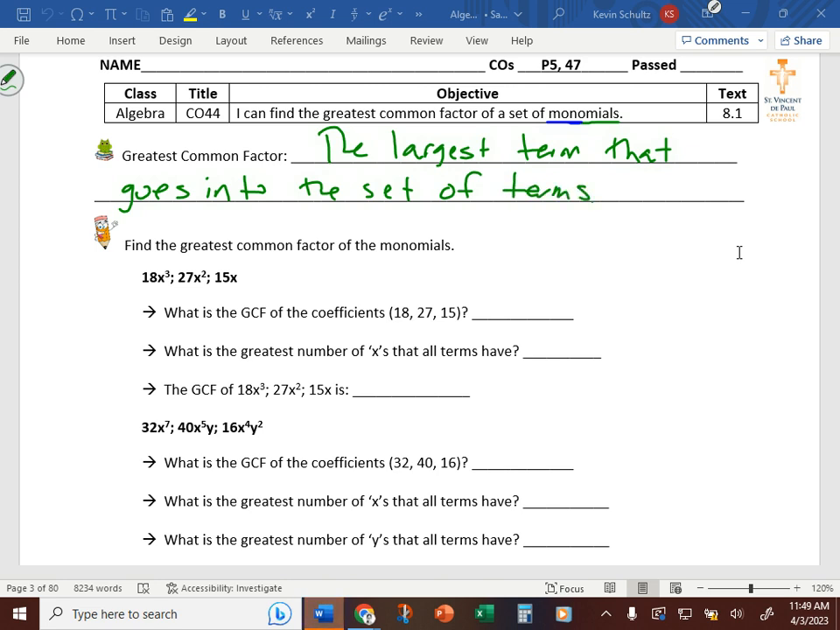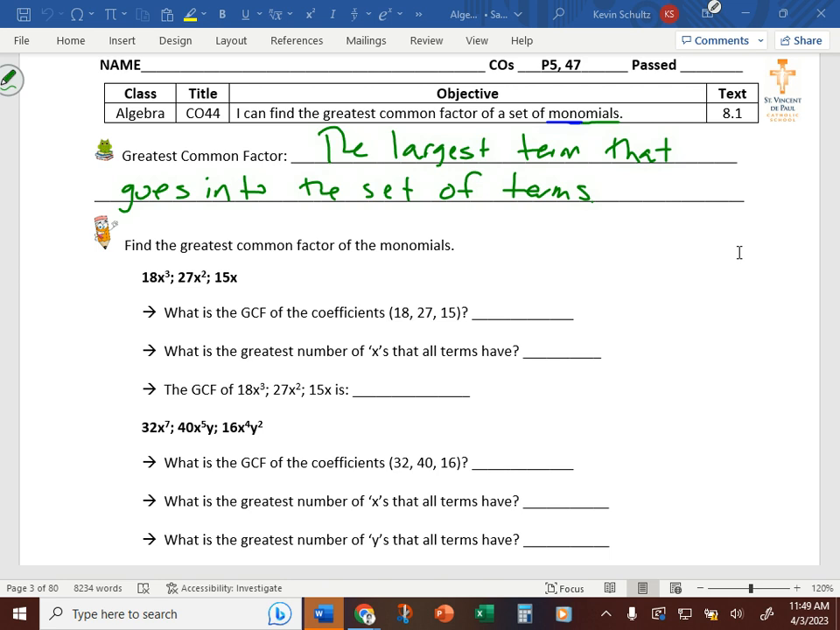When we talk about greatest common factor in pre-algebra, it was the largest number that goes into the set of numbers, right? We only found the greatest common factor of numbers. Now we're finding the greatest common factor of terms. So it's the largest term that goes into the set of terms. Same idea, but we're replacing number with terms because now we've got variables.